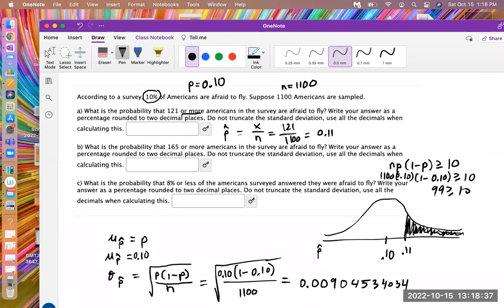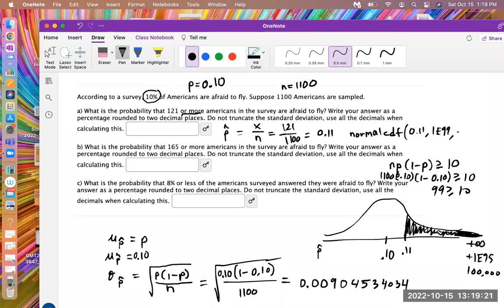Now to find that answer, you have to do normal CDF because it is normally distributed. The lower bound in this picture is 0.11. The upper bound is shading until infinity, which our calculator can't really understand. So it's positive 1E99, or you could put just positive 100,000. A really large number will give us enough accuracy.